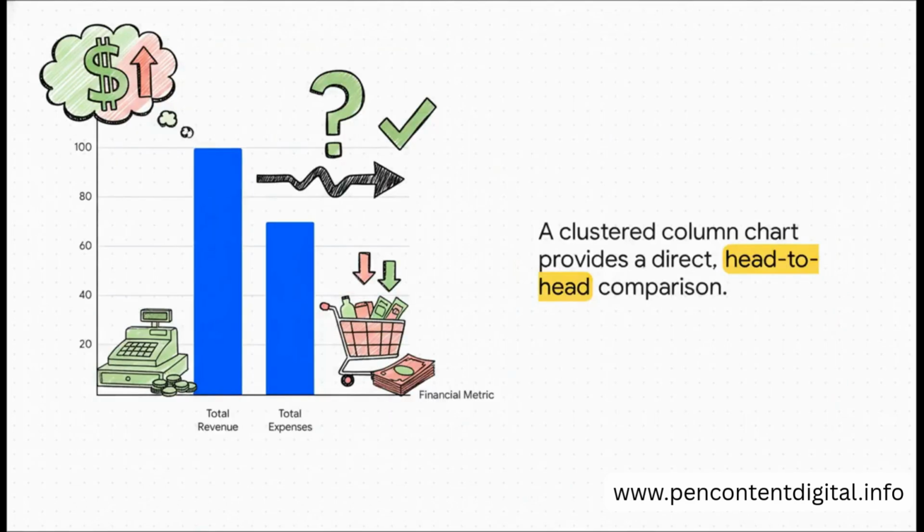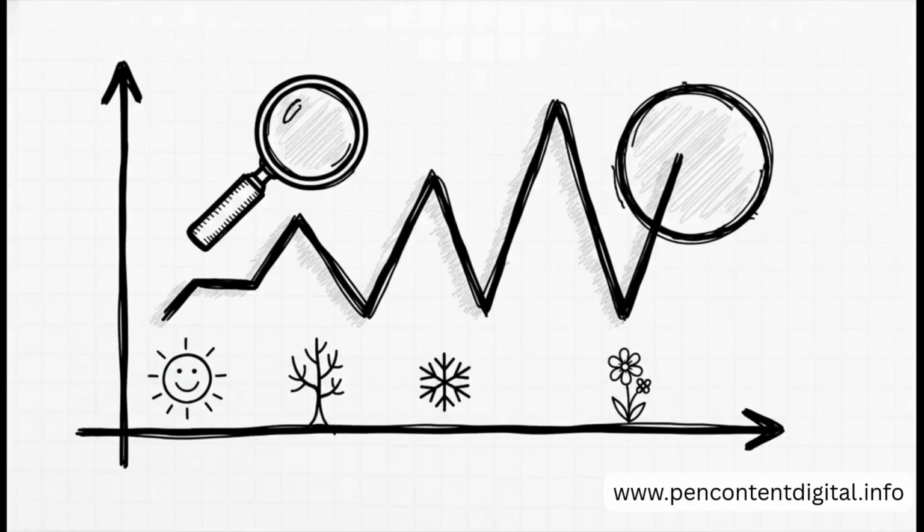A clustered column chart like this, it's perfect for a direct head-to-head showdown. It gives you that immediate, intuitive sense of your financial health. Are we earning more than we're spending? The answer just jumps right out at you. But what about performance over time? How are we trending? Well, that's where the line chart absolutely shines. It connects the dots from month to month, letting us spot patterns, see our most profitable seasons, and really understand the trajectory of the business.